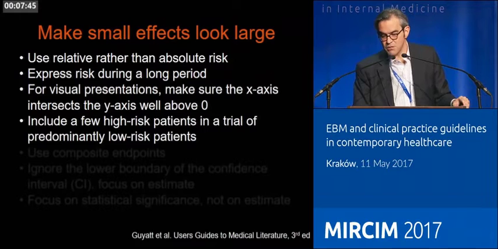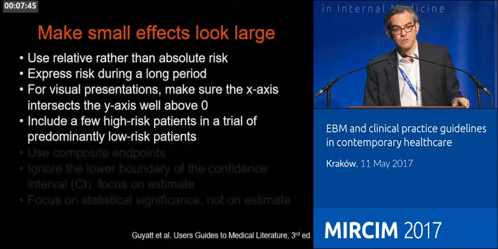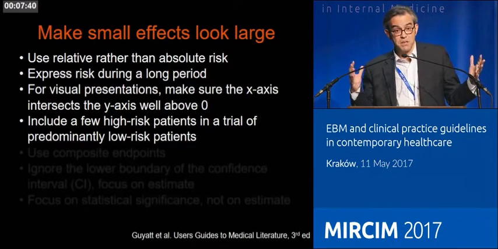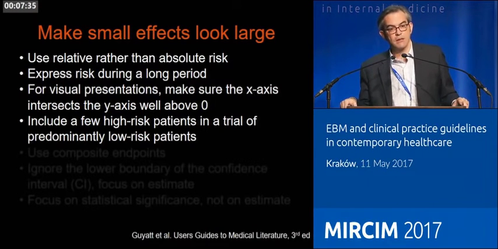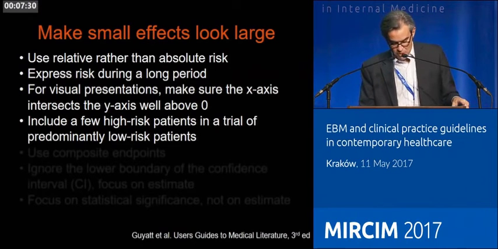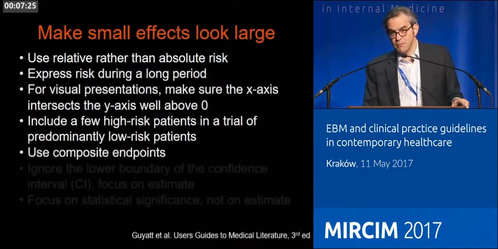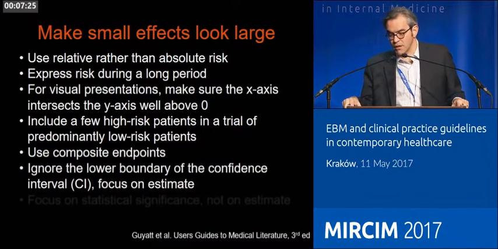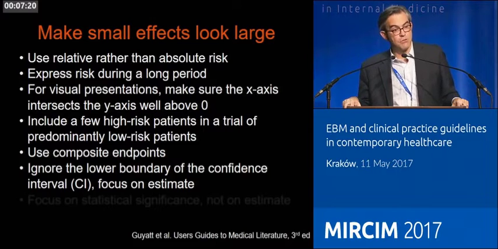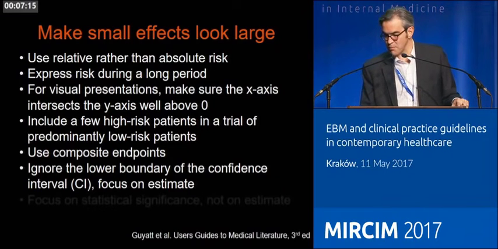Include a few high-risk patients in a trial of predominantly low-risk patients, so you get the sense that there's this big effect, mostly captured in the high-risk population, but you're going to extrapolate it or apply it to everyone that satisfied the eligibility criteria, and you could see the majority of those patients are low risk. You might be misled in that way. Use composite endpoints like I showed you for the UKPDS. Ignore the lower boundary of the confidence interval. I showed you that 3.2%, and I mentioned nothing about the confidence interval, but I'll do that in a minute, and you'll see an example of that.